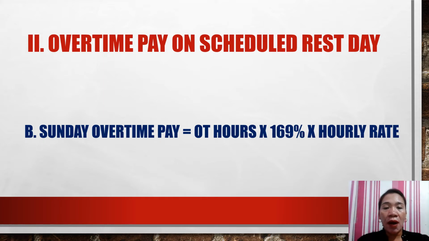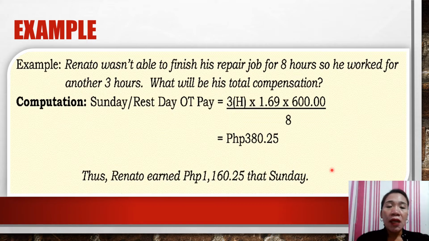Let me give an example. So, for example, Renato wasn't able to finish his repair job in 8 hours, so he worked for another 3 hours. So, Renato worked overtime. What will be his total compensation? Since Sunday is a rest day, his pay is already big, right? Because it's 1.69 multiplied by 3 hours times 600 divided by 8. So, he will have an additional 380.25. That 380.25 is for his overtime.